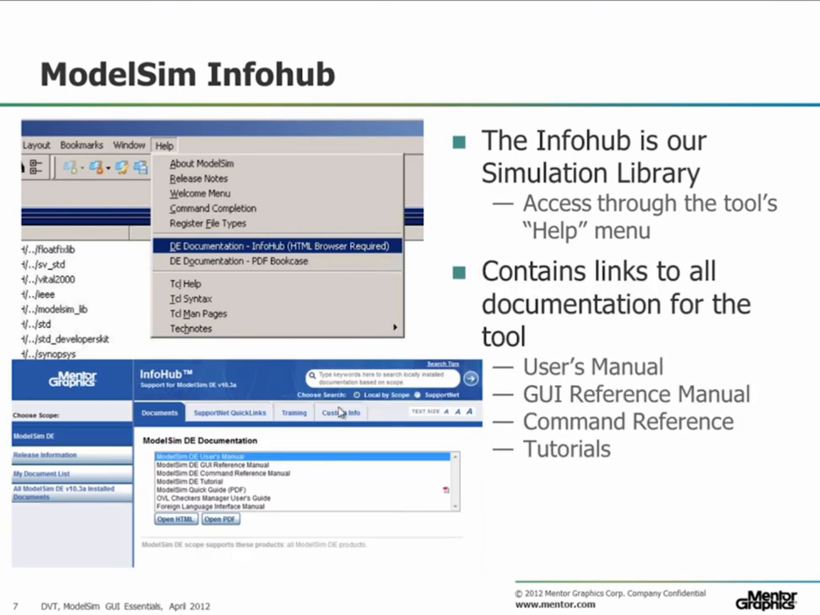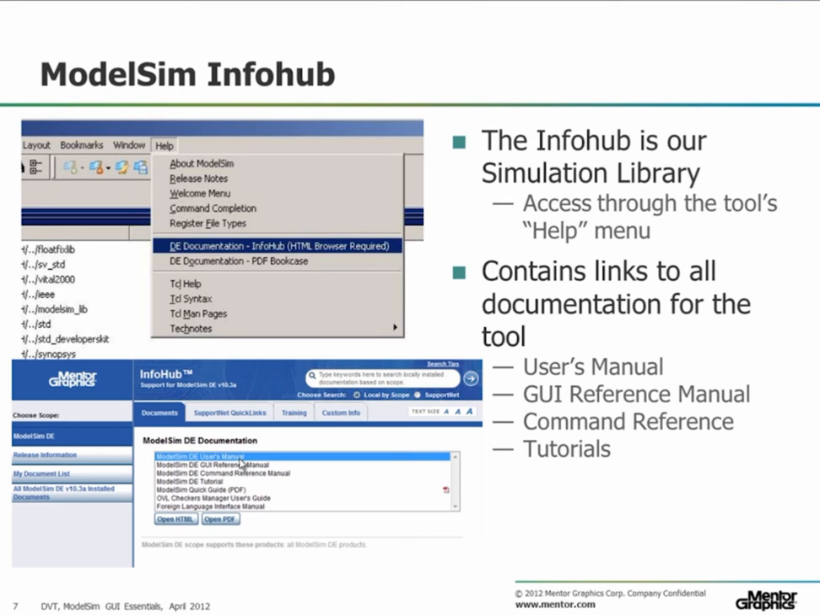If you bring up the Info Hub, that gives you this search box, and you can search on topics, keywords, whatever, and it will search through all the documentation and give you topics. It also gives you access to all of these different manuals. The main manuals you're going to want to look at include the ModelSim User Manual. That is more about how to do certain tasks in the tool.